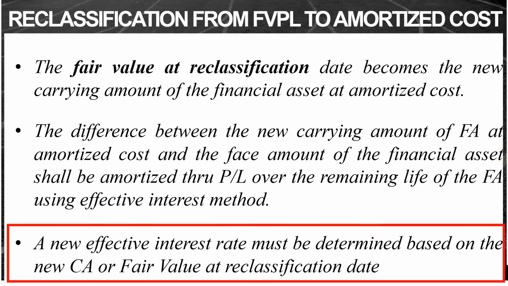And then lastly, take note of this one. A new effective interest rate must be determined based on the new carrying amount or the fair value at reclassification date. So the effective interest rate that we will use when we compute interest income will be based on a new effective rate, considering our new carrying amount. Usually, in a problem, it will be given how much the new effective interest rate is. And that new effective interest rate is what we will use to amortize our bond discount or bond premium.